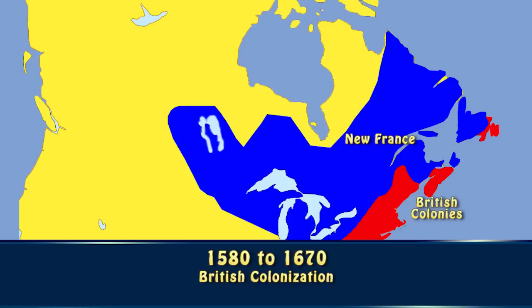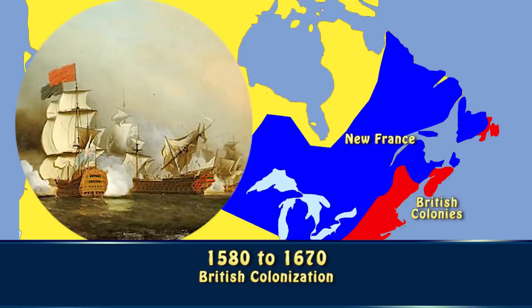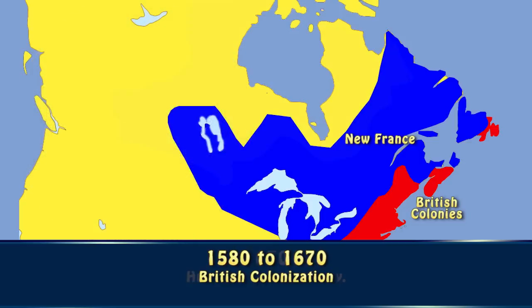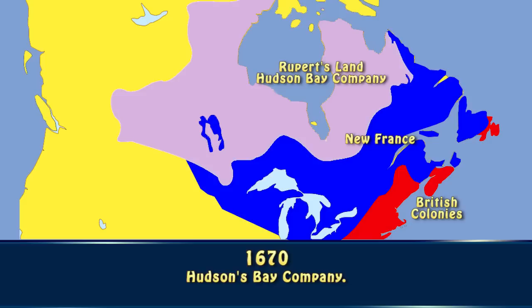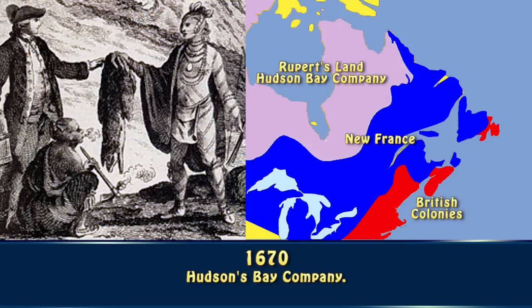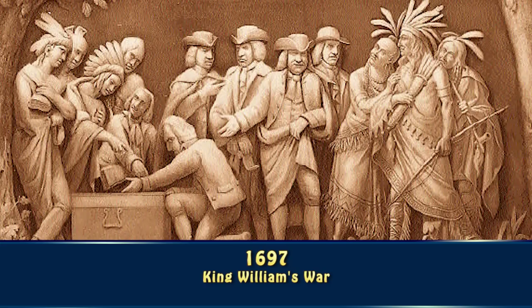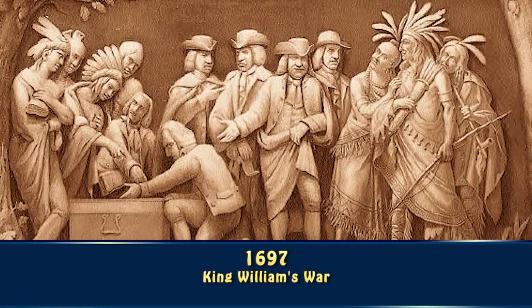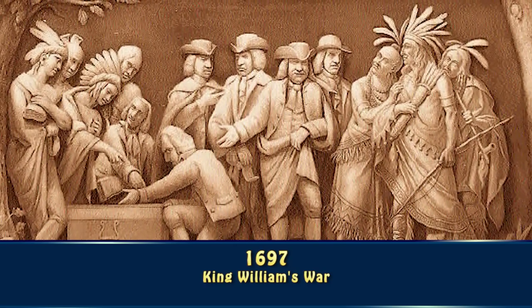English colonies are founded along the American East Coast. This brings England and France into conflict over ownership of North America. The Hudson's Bay Company is given English charter to economically exploit the area known as Rupert's Land. Trade ties with First Nations are developed to provide animal furs for the European markets. Alliances are built between the European powers and some First Nations.